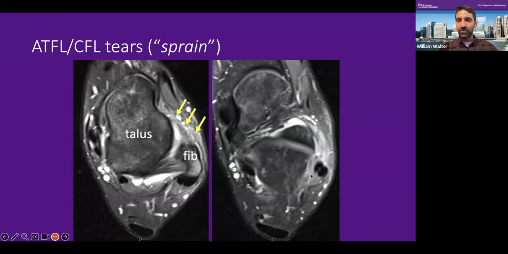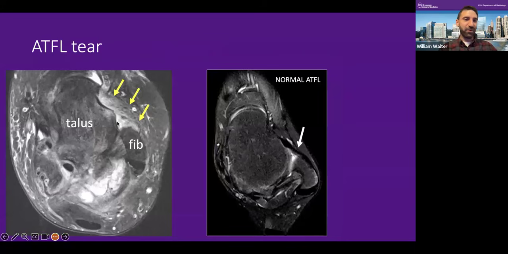Here, coursing deep to the peroneal tendons at the lateral calcaneus is what we would expect to be the intact calcaneofibular ligament, and it is torn. We see just high signal, abnormal, indistinct thickening of what should be a nice dark black structure here. This is a ligament tear as well. The PTFL, as expected, is intact.